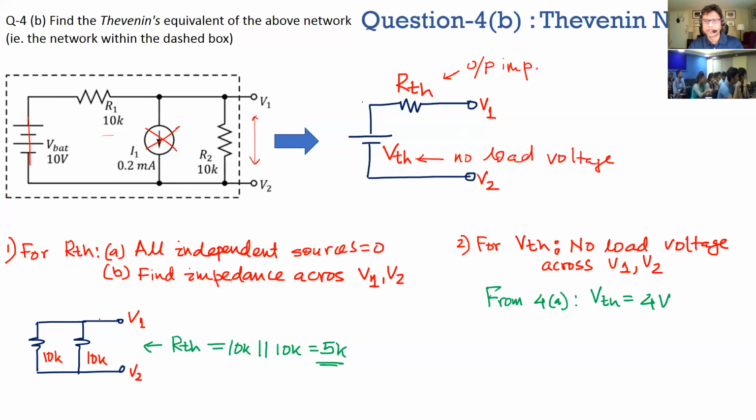And for VTH, the no-load voltage, we just derived that to be 4 volts. So that's your Thevenin equivalent: this is 4 volts, and that's 5K. That's how you find the Thevenin equivalent of a network, right?